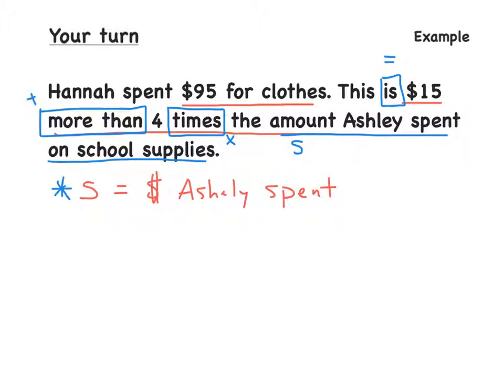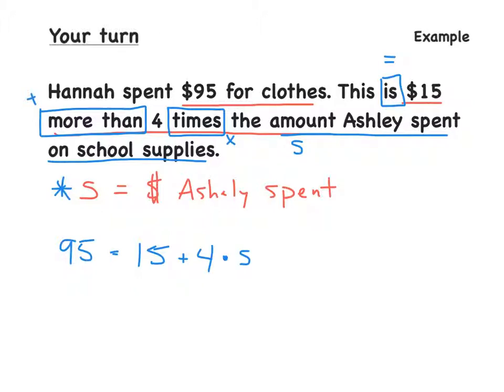So now let's go through, write our equation. So Hannah spent $95 for clothes. All right, so we got 95. This is equal sign. $15 more than, which is plus, 4 times, which is multiply, the amount that Ashley spent on school supplies. Remember, so that's our variable S. So we're going to multiply it by S. So our equation is 95 is equal to 15 plus 4 times S.